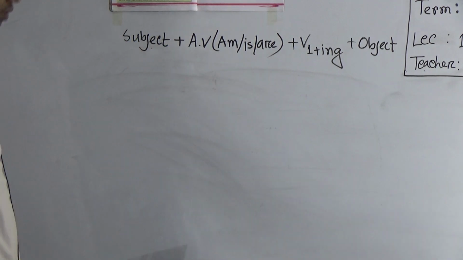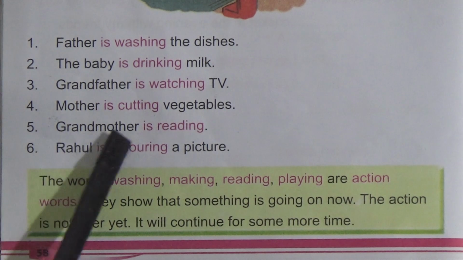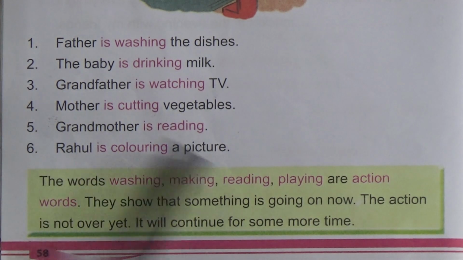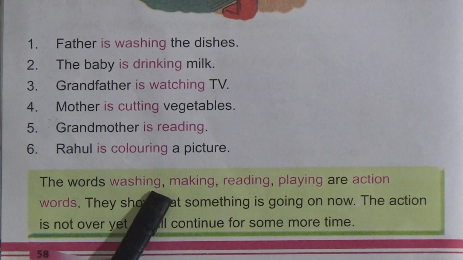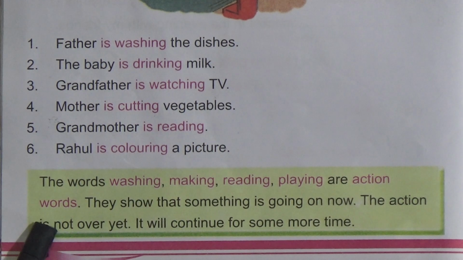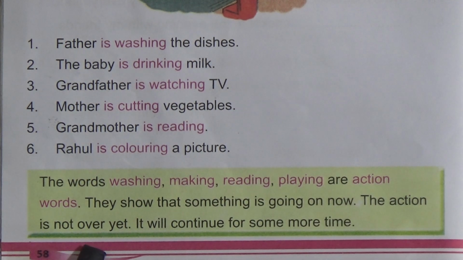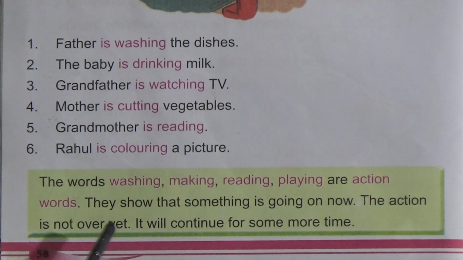Now let's come to the book. Father is washing the dishes. The baby is drinking milk. Grandfather is watching television. Mother is cutting vegetables. Grandmother is reading. Rahul is coloring the picture. Here are the pictures, and these descriptions deal with the pictures. The words washing, making, reading, playing are action words. They show that something is going on now. The action is not over yet. So for the case of present continuous tense, we have to bear in mind that something is going on now and the action is not over yet. It will continue for some more time.